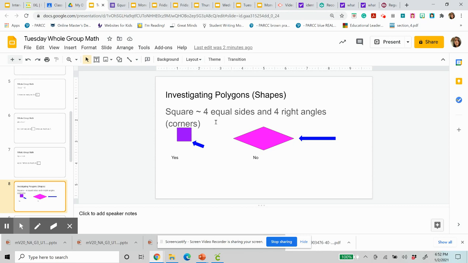A square has 4 sides, we know. But when we get to 3rd and 4th grade, we want to start talking about the equal sides and 4 right angles. And an angle is a corner. Angles can be fat, they can be skinny, or they can be a right angle. I gave you this as a square. Now we could look at this, and that's why I wanted to give you a definition, because this has 4 sides, 1, 2, 3, 4, but this is not a square. A square has to have equal sides and 4 right angles.